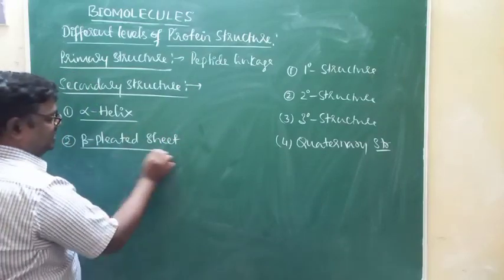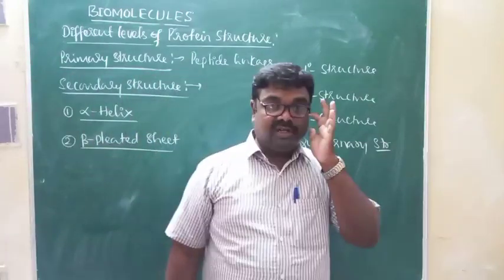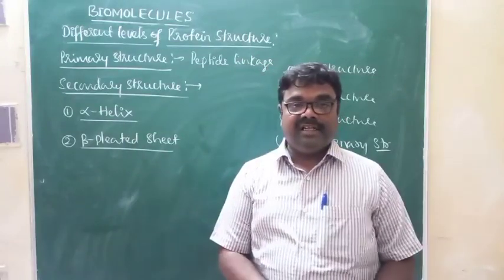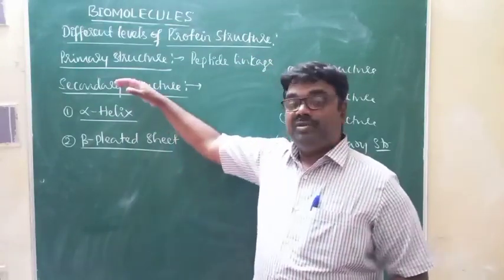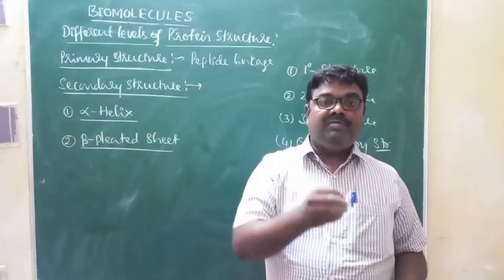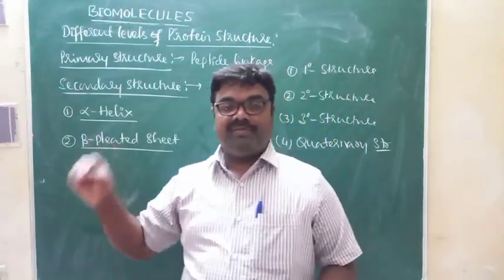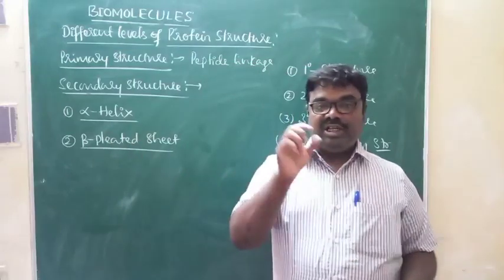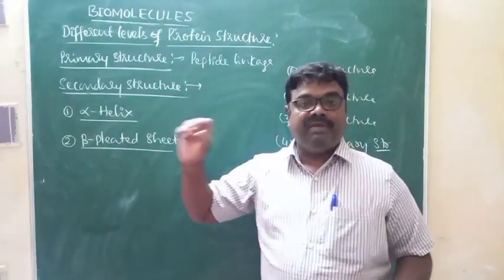These are the two types of secondary structures that you are supposed to study as far as your NCERT textbook is concerned. These two secondary structures are due to the regular folding of the backbone of the polypeptide chain because of hydrogen bonding between the CO group and the NH group of the peptide chains.